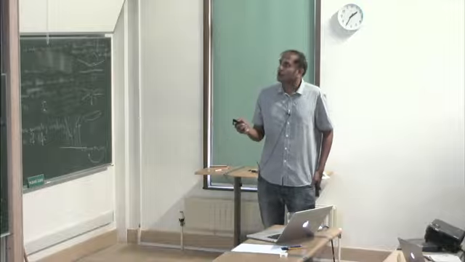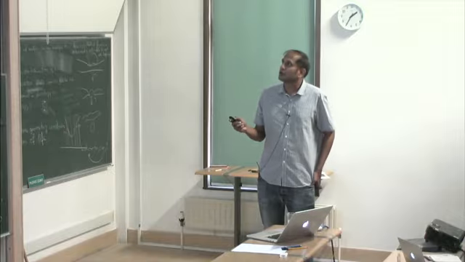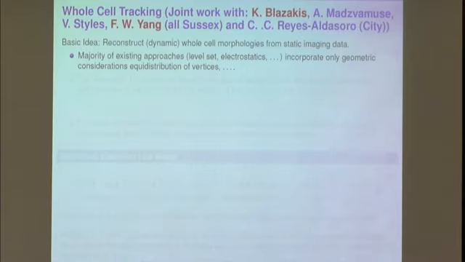So all of this work on cell tracking that I'll talk to you about is joint work with Kostas Blazakis, Anatida Matvamusa, Vanessa Stiles, and Fengwei Yang, who were all at Sussex during this work. Kostas was a PhD student, and he's completed this year and now moved to Greece. And also with Carlos Reyes Aldesoro, he's an image analyst who was at Sussex, and he's now moved to City. I should say that Kostas and Fengwei Yang did all the heavy lifting in the work I'm going to tell you about. So all the computations you'll see were done by both of them.